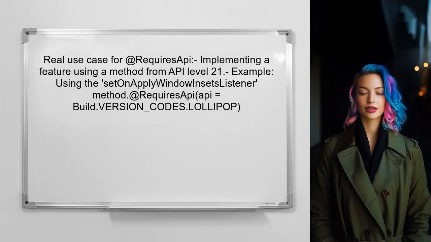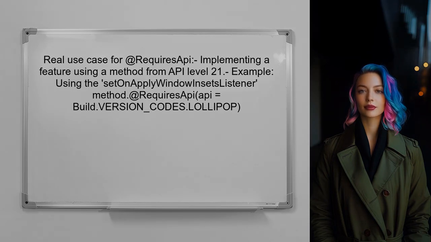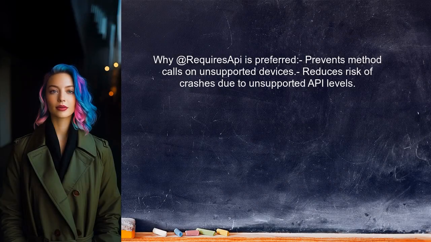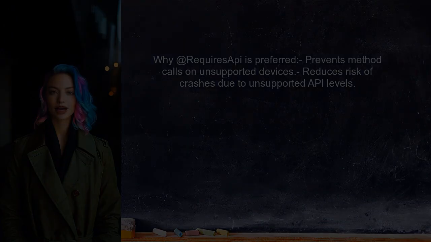Now let's discuss a real use case where @RequiresApi is more beneficial. For example, if the user is implementing a feature that uses a method introduced in API level 21, they can use @RequiresApi to ensure that the method is only called on devices running API level 21 or higher. If the user were to use @TargetApi instead, the method could still be called on devices running lower API levels, leading to potential crashes. This is why @RequiresApi is preferred in scenarios where API level enforcement is critical.